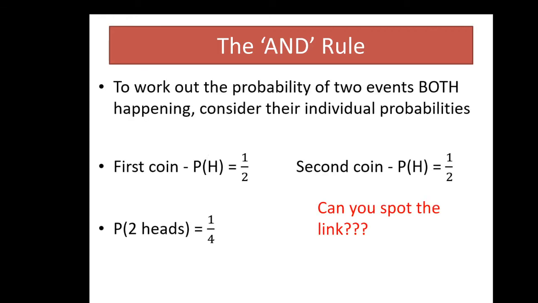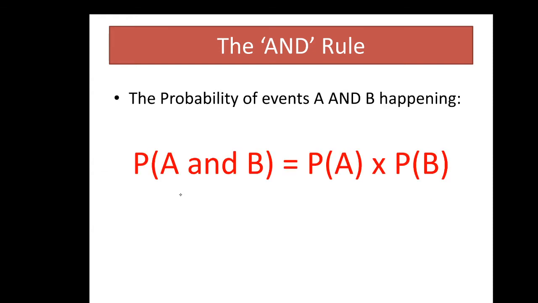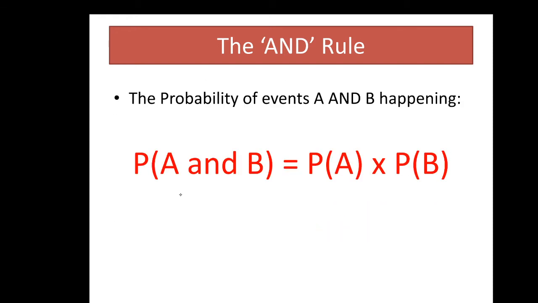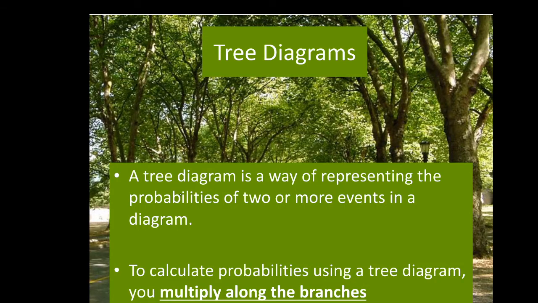Can you spot the link between these 2 numbers here and this number here? Hopefully you'll have spotted that you just multiply. 1 times 1 is 1, 2 times 2 is 4. Remembering that when you're multiplying fractions, you just multiply the numerators together, multiply the denominators together. Great. So the probability of events A and B happening is the probability of A multiplied by the probability of B. I've just shown you why on a basic level. Just trust me.